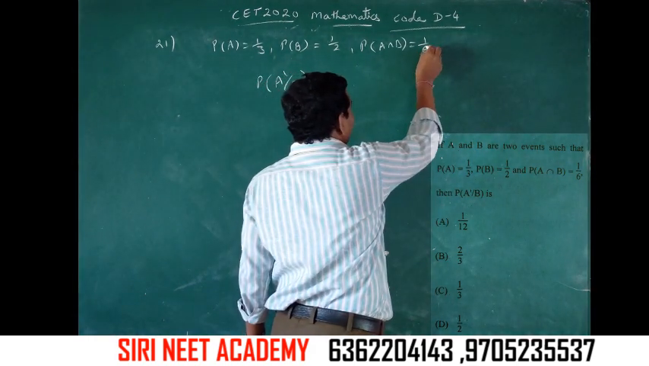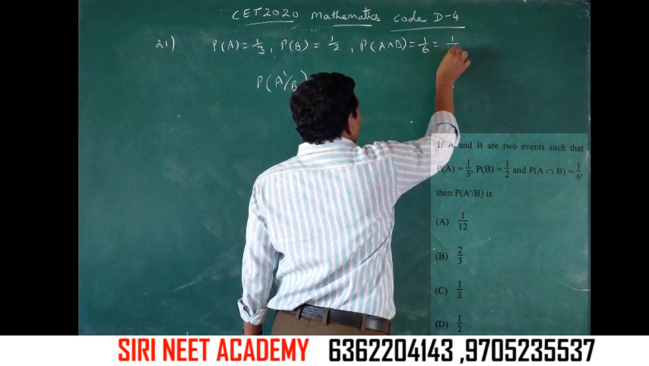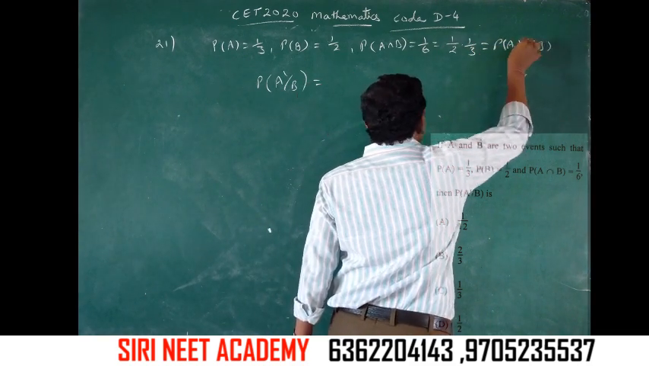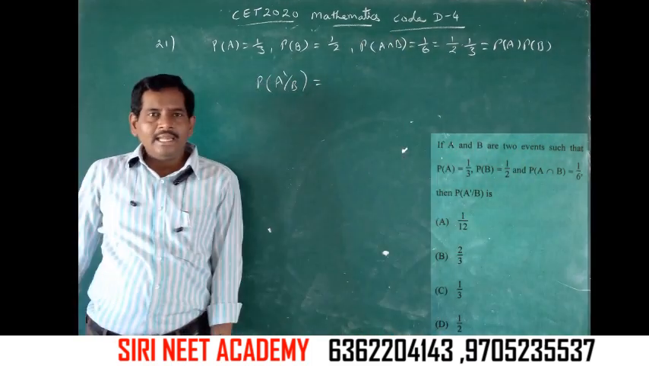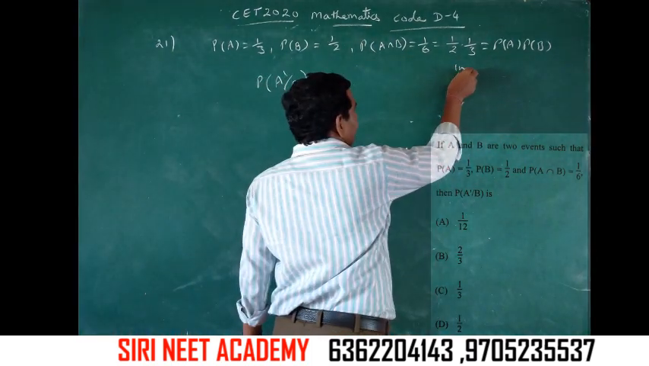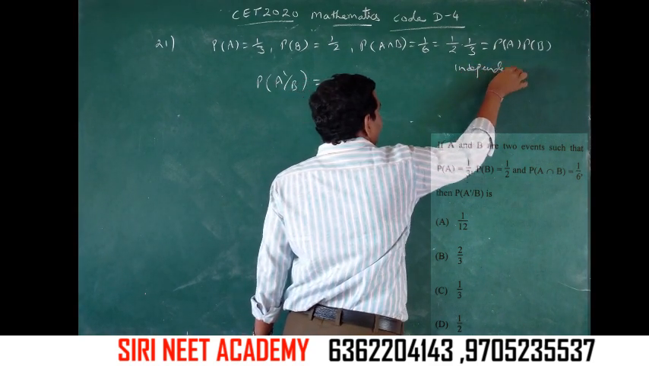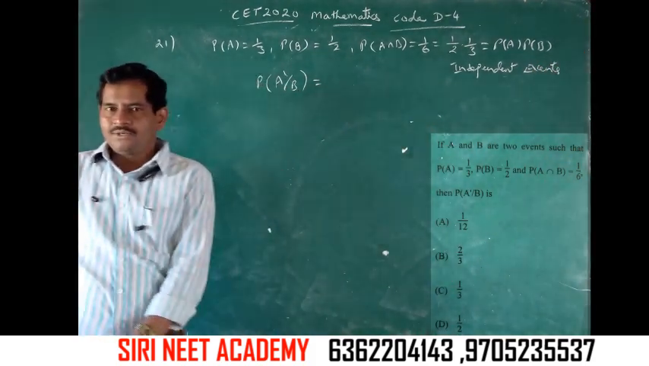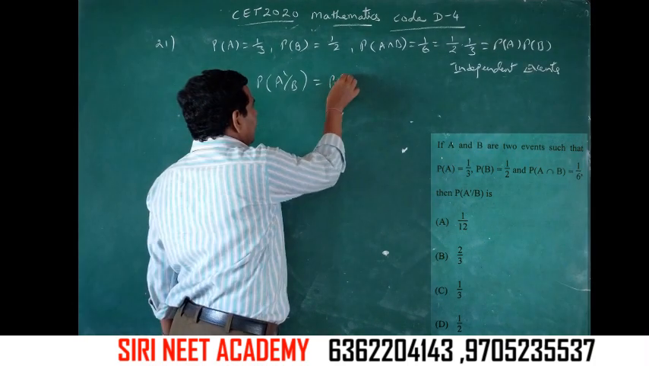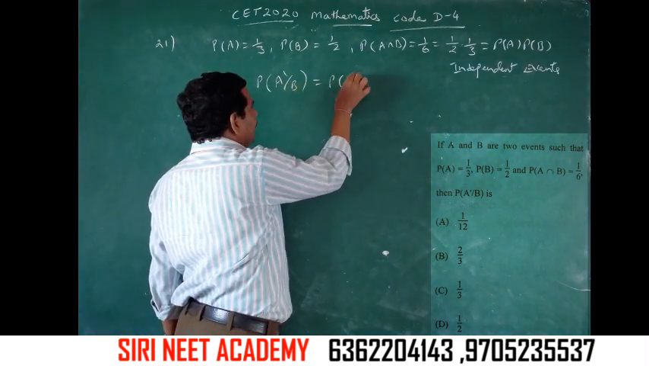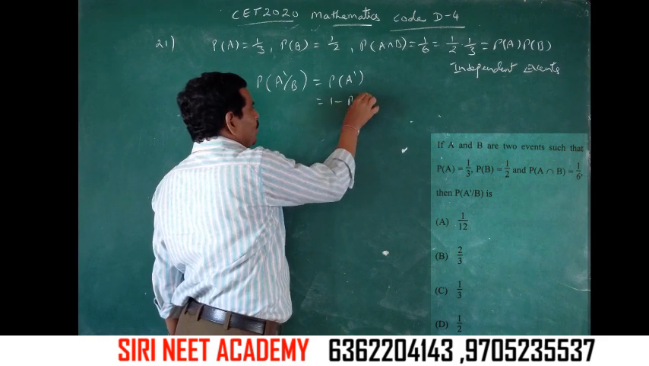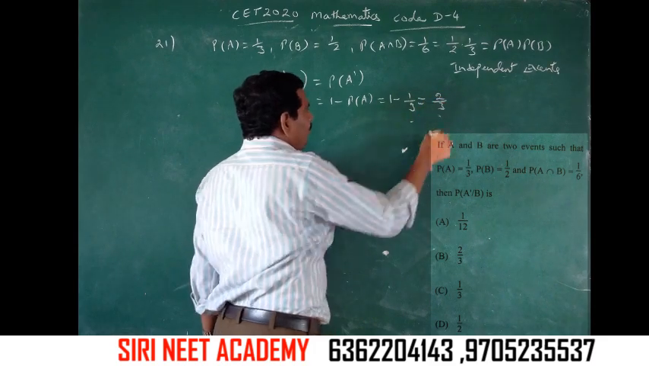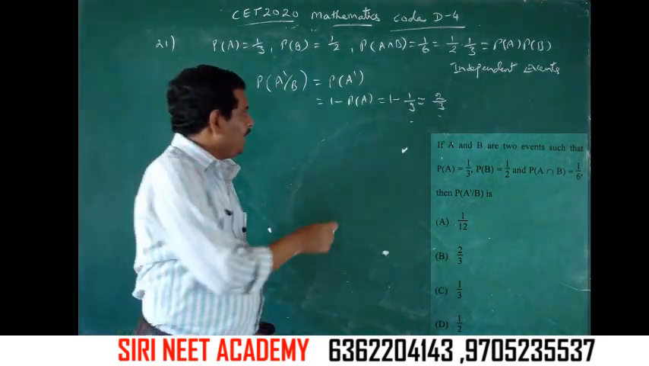Probability of A intersection B is 1 by 6, given, means 1 by 2 into 1 by 3, nothing but probability of A into probability of B. It means these two are independent events. So occurrence of A and B are independent, so it doesn't depend on B. It means 1 minus probability of A, 1 minus 1 by 3 is equal to 2 by 3. So answer is option B.